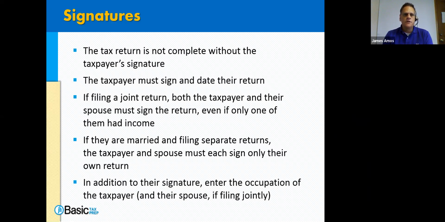The tax return is not complete without a taxpayer signature. If you send in a physical return without a signature, the IRS will send it back to you. The taxpayer must sign and date the return. It must be signed and the date put on it.